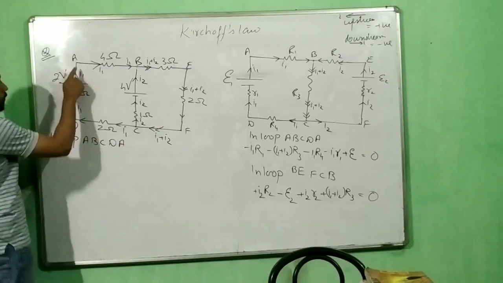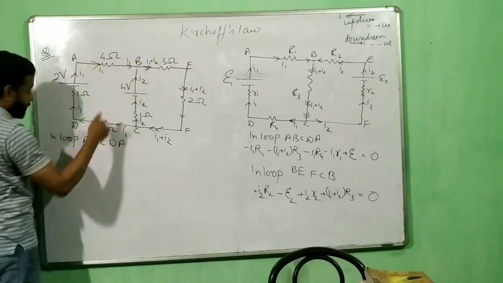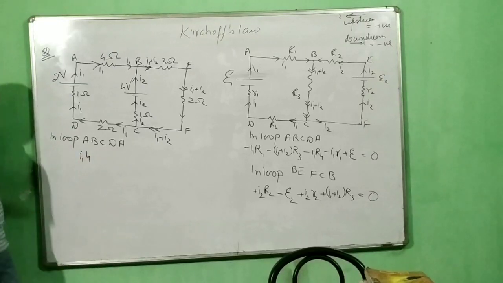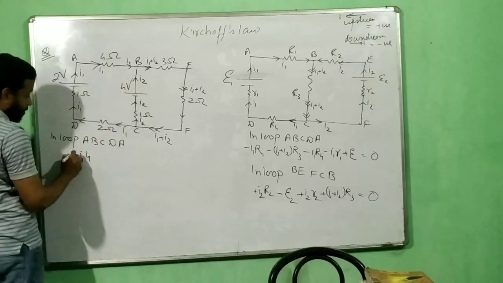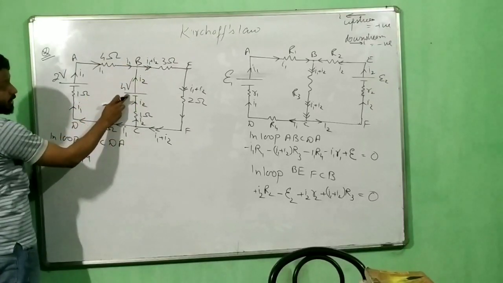Start from A, go from A to B. You are going downstream, along the flow of the river. So you will get minus I1 times 4. Then, don't look at the current because you are about to enter the battery.